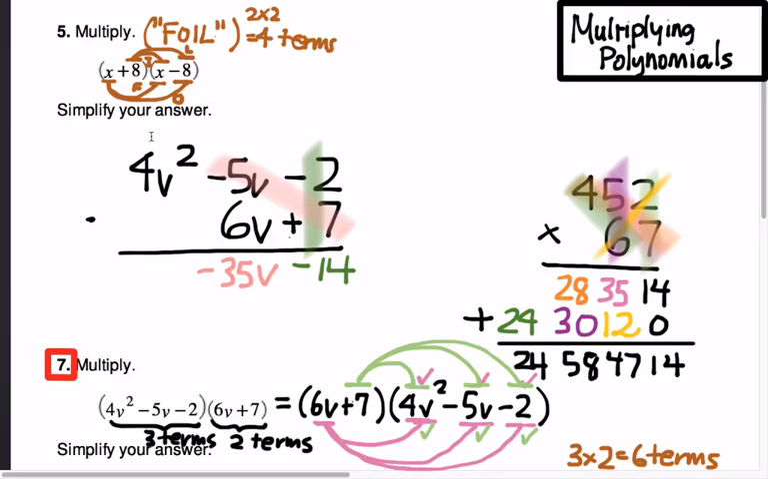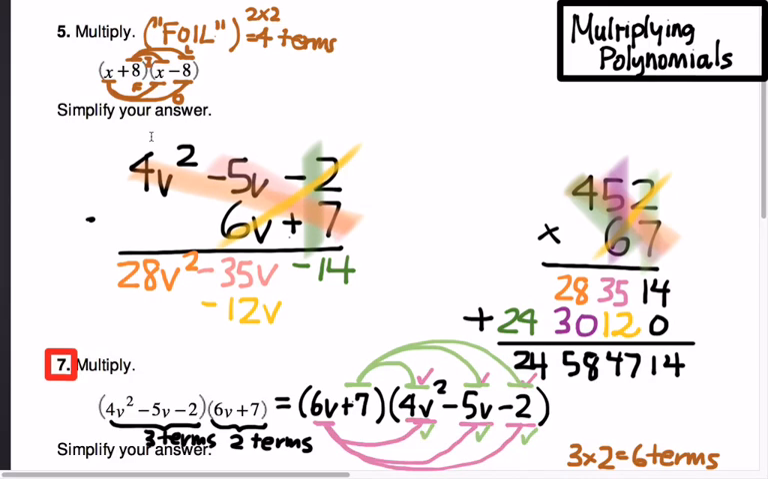And then 4v squared times 7. 28v squared. And now we've done everything that we need to do with 7, so we'll move on to the 6v. What do you want to multiply that by first? Yeah, how about the negative 2? So that what we end up with is negative 12v, which we have to write underneath the negative 35v because it's a like term to it, right?